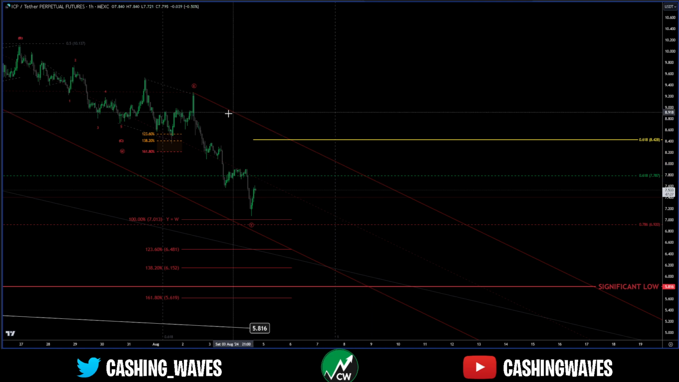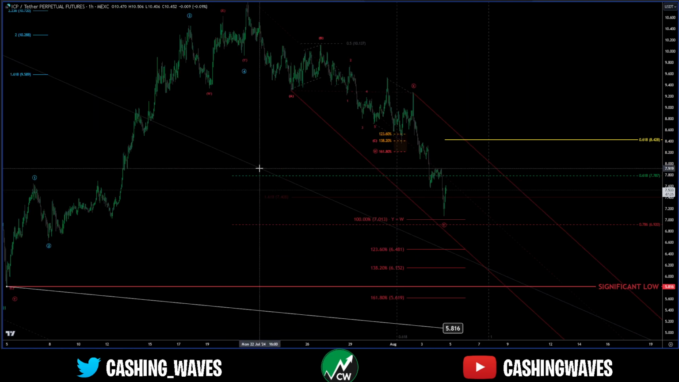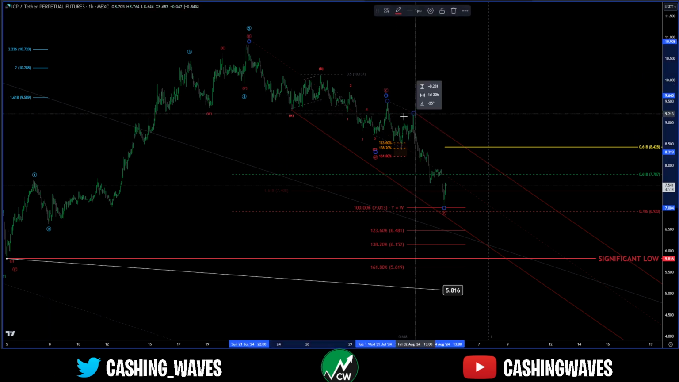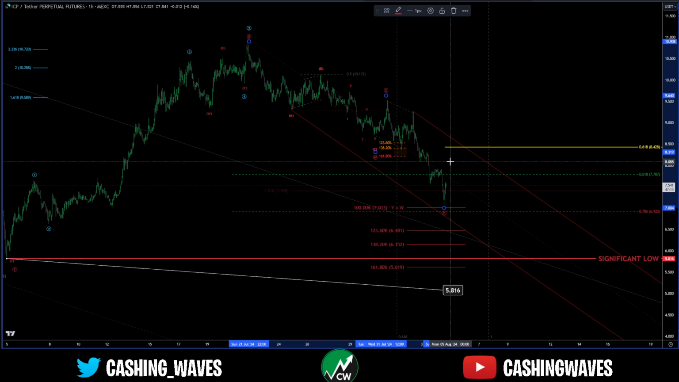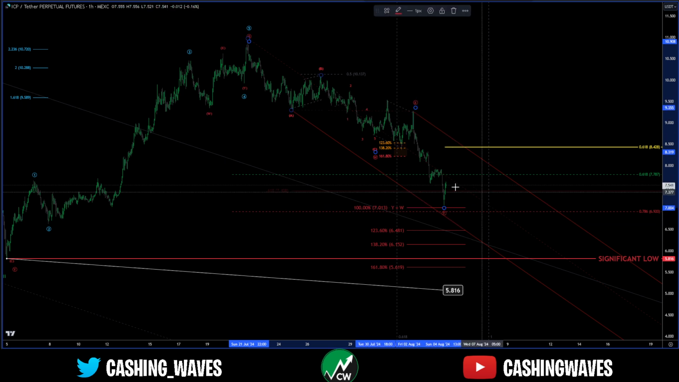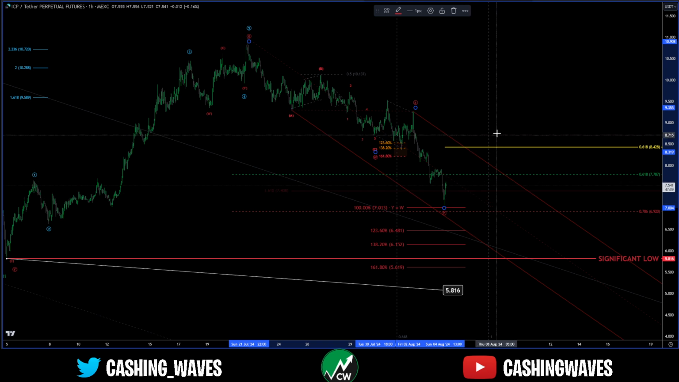Personally, I just want to let this finish up a little more, because there's many ways to count this. If I put the X wave back here, it completely changes the count, right? And it's just as logical as over here. I'm just using this because of the fibs it lines up with currently.